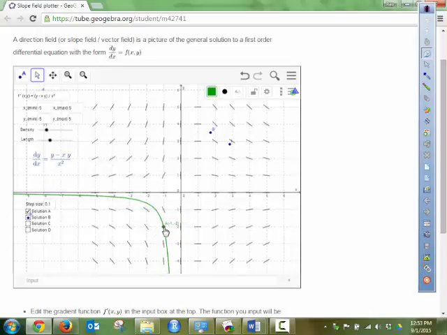So if the point is negative 1, negative 4, then I have something that's completely on the left-hand side, completely in the third quadrant, and that's my solution.